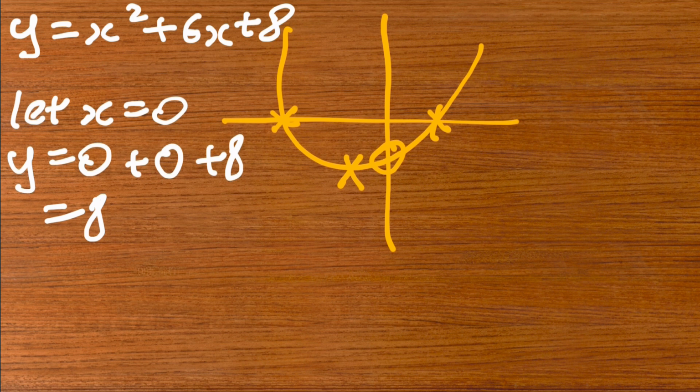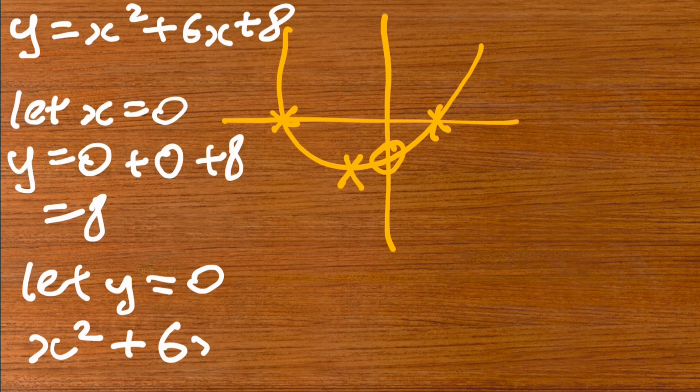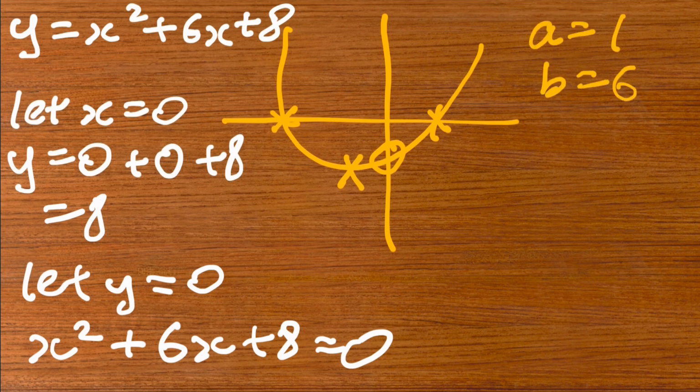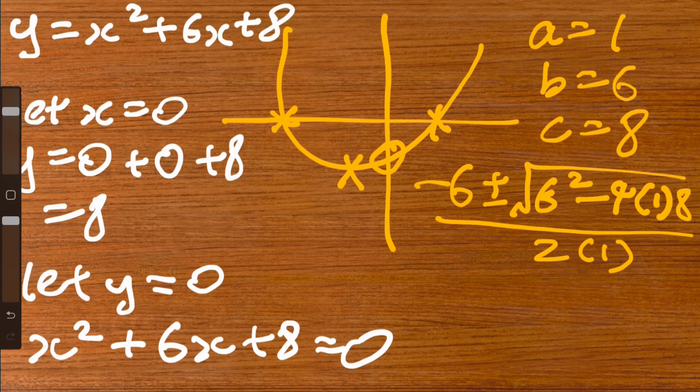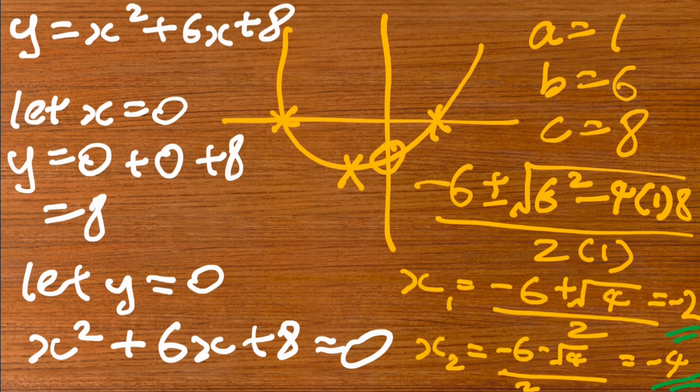To find the x-intercept, we'll let y be 0, and so we get x squared plus 6x plus 8 equals 0. So this is when we'll use the quadratic formula, bearing in mind that a is equal to 1, b is equal to 6, and c is equal to 8. So substituting them into the formula, we get negative 6, we get this, which gives us 2 different x values, where negative 2 and negative 4 are the 2 different x-intercepts, as seen over here.